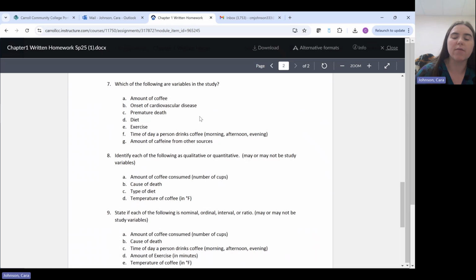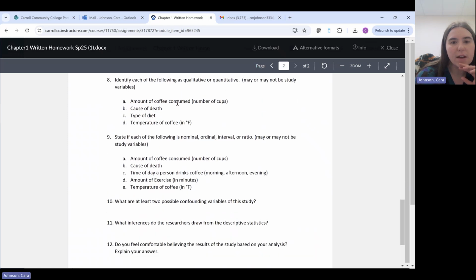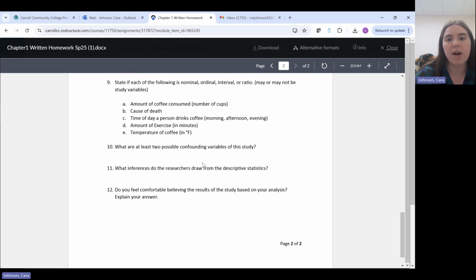And then this is sort of multiple choice. Which of the following are variables in the study? Which of these were listed in the study as variables? And then identify each of these as qualitative or quantitative. Are they numerical data or non-numerical? These may or may not be study variables, but just identify whether they're qualitative or quantitative. And then for each of these, tell me whether it's nominal, ordinal, interval, or ratio. Once again, they may or may not be study variables, but you're just identifying the type of data.